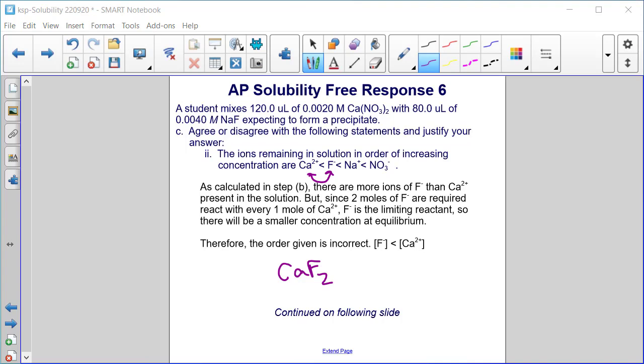So we had found that initially there was 1.2 times 10 to the minus 3 molar calcium ion and 1.6 times 10 to the minus 3 molar fluoride ion. If you just went based off of that, this would be correct. There are more fluoride ions than calcium ions, 1.6 versus 1.2. So calcium is less than fluoride. But fluoride is limiting, because this is the precipitate that's forming. So there will be a smaller concentration at equilibrium.